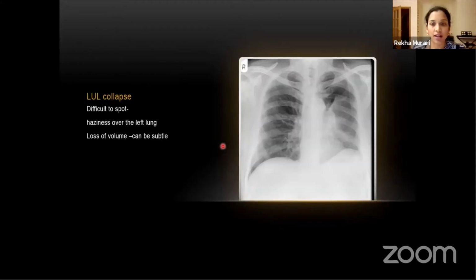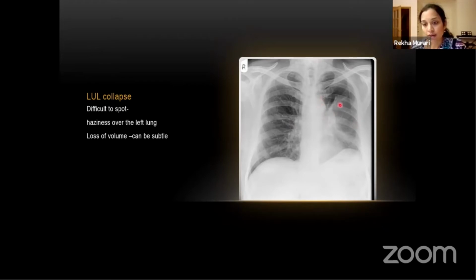Okay, so this is a case of left upper lobe collapse. Things to look for in the left upper lobe: first of all, it's difficult to spot, because the upper lobe is anteriorly placed in the left lung. When it collapses, it just forms a veil-like opacity on the left lung. So look for a veil-like opacity, subtly increasing the density more than the opposite lung.